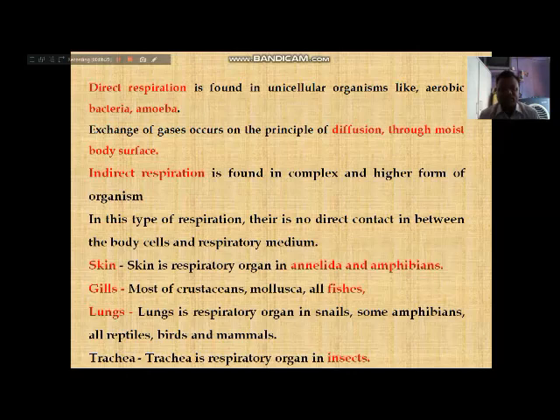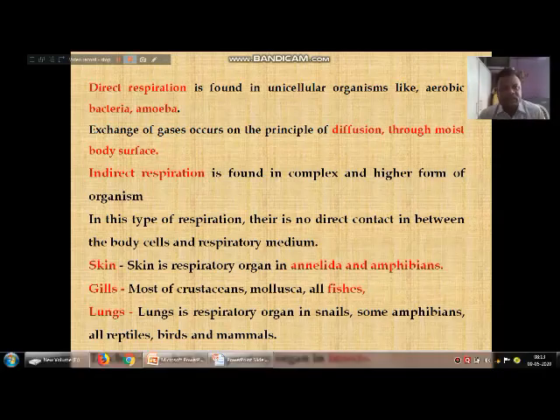An example is in higher organisms. It is indirect respiration, which is found in complex and higher forms. So here different types of respiratory organs are involved. For example, skin is a respiratory organ in annelids. Annelida means the earthworm is the best example. Amphibians, frog is an example. And gills are the respiratory organs in the case of fishes.